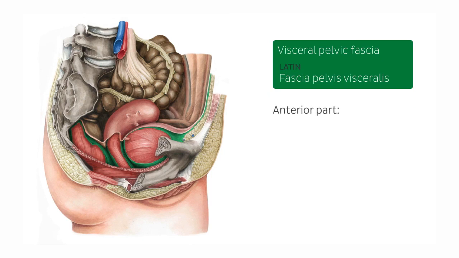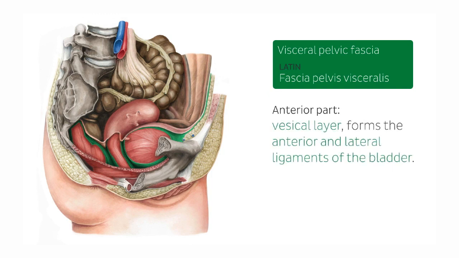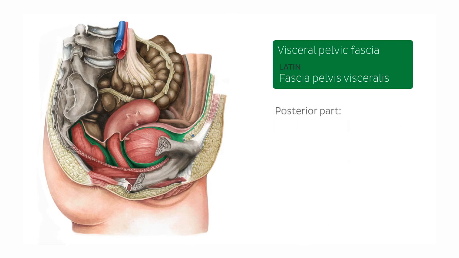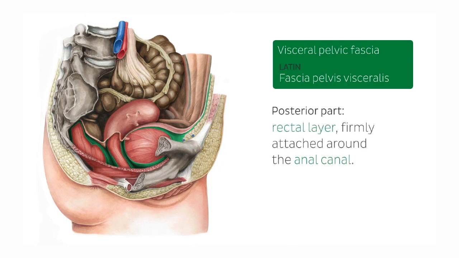The anterior part is known as the vesical layer, which forms the anterior and lateral ligaments of the bladder, while the middle part, the transverse cervical ligament, is perforated by the cervix. And finally, we have the posterior part, which is known as the rectal layer, which passes to the side of the rectum, forms a loose sheath for the rectum, but is firmly attached around the anal canal.